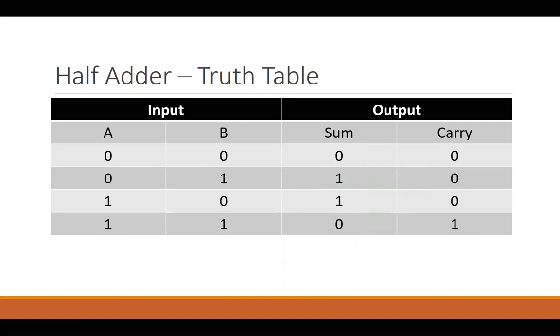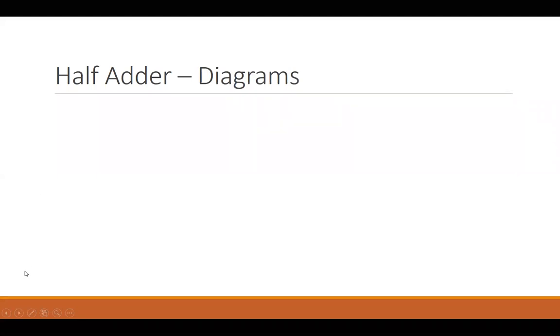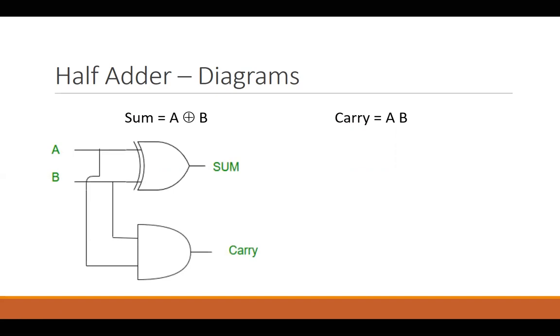So this is how we can represent our sum and our carry bits in the form of logical expressions. The sum is A XOR B and the carry is A dot B. If we make that into a diagram, the diagram representation would be something like this. A XOR B would be pointing to sum and A dot B would be pointing to carry.